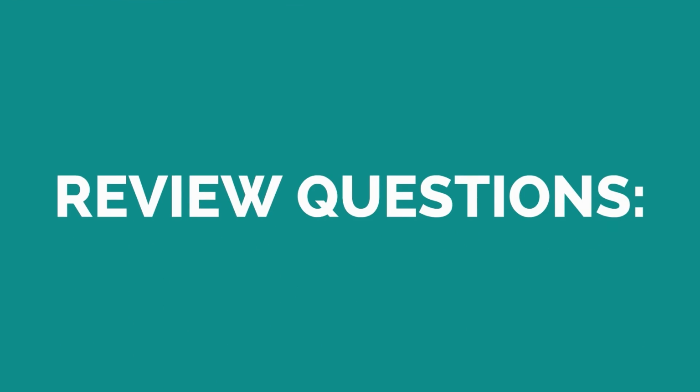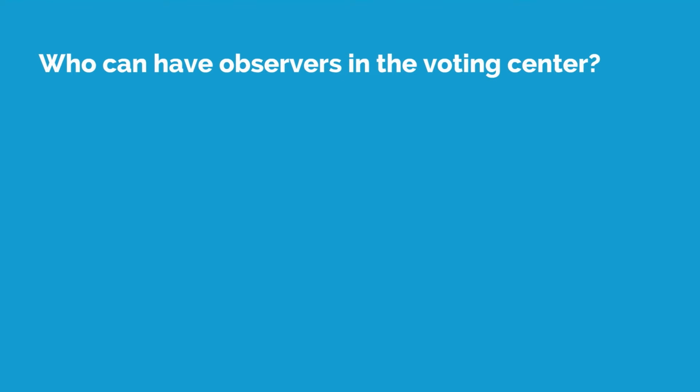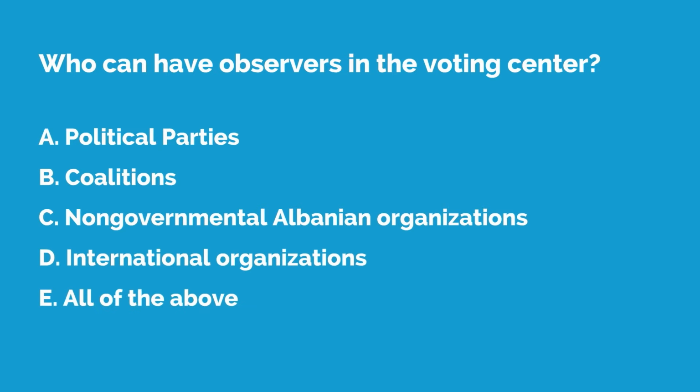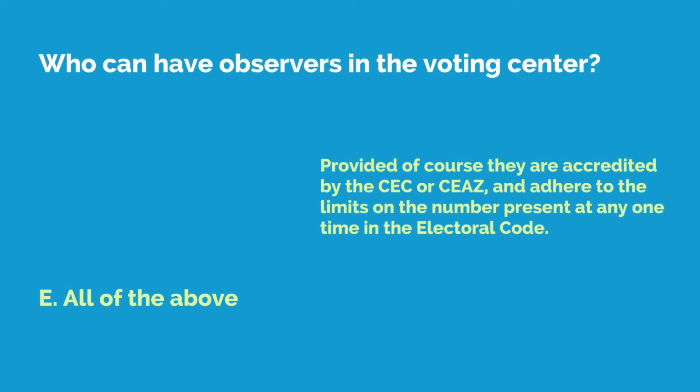Let's review. Who can have observers in the voting center? A. Political parties. B. Coalitions. C. Non-governmental Albanian organizations. D. International organizations. Or E. All of the above. The correct answer is E. All of the above. Provided, of course, they are accredited by the CEC or CEAZ and adhere to the limits on the number present at any one time, spelled out in the Electoral Code.